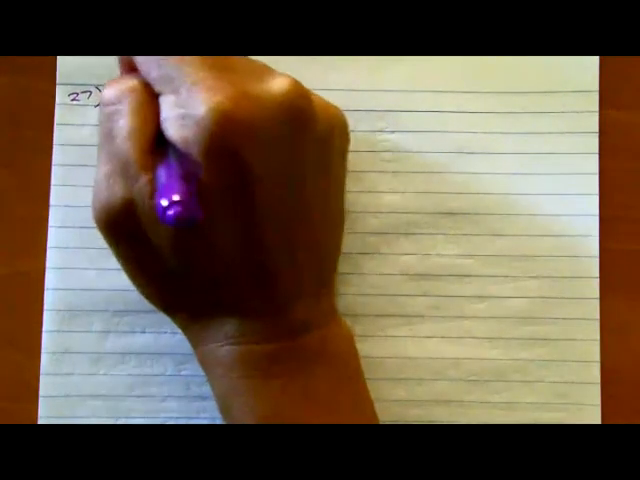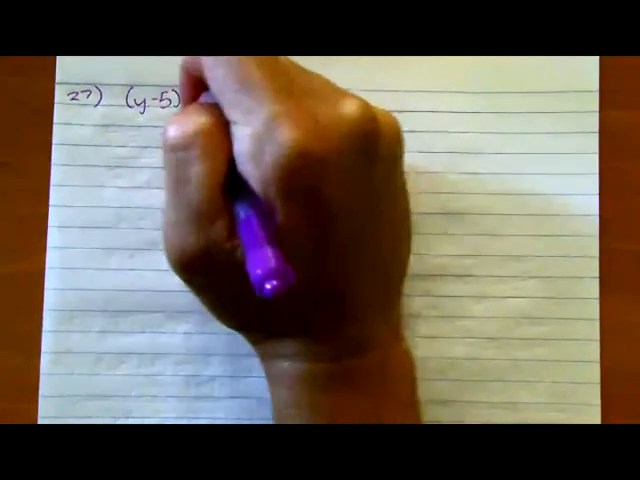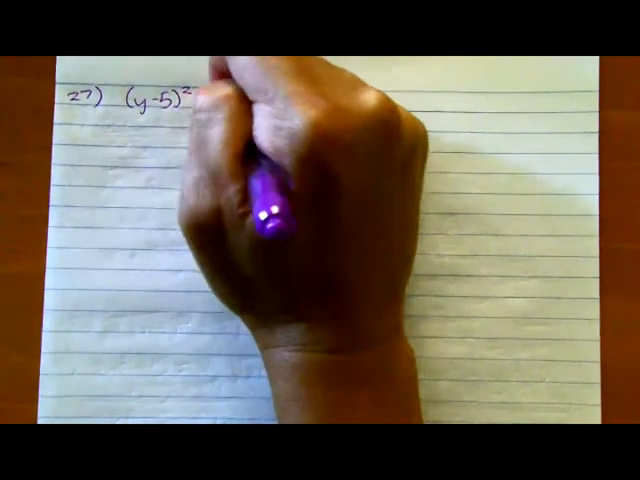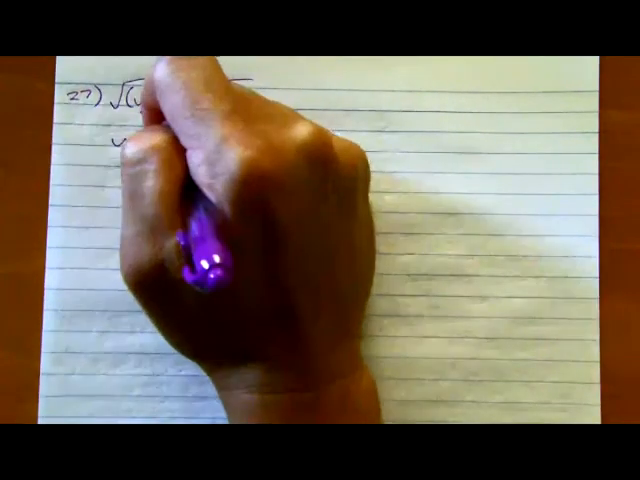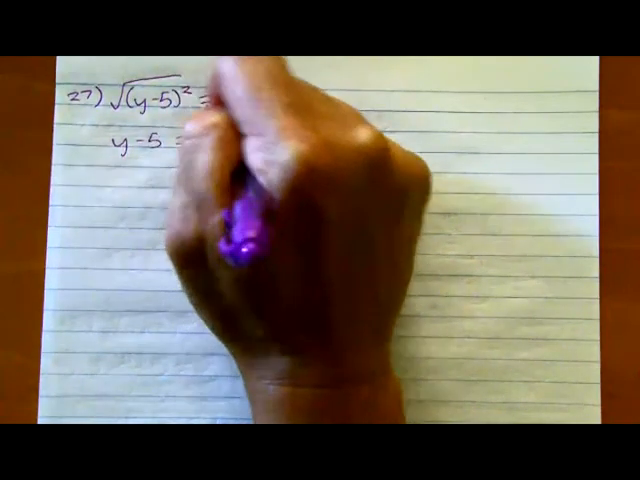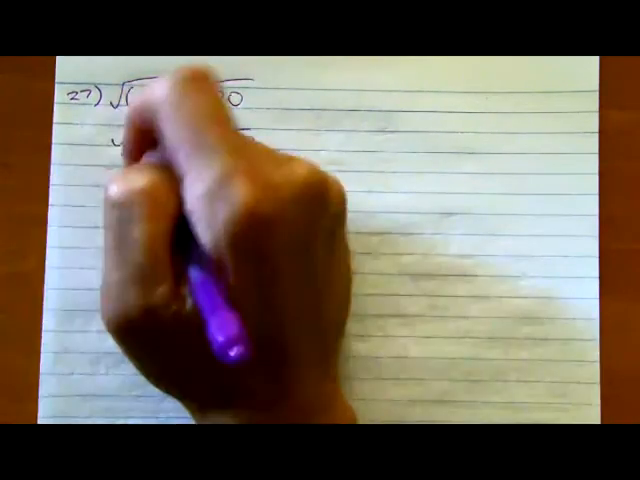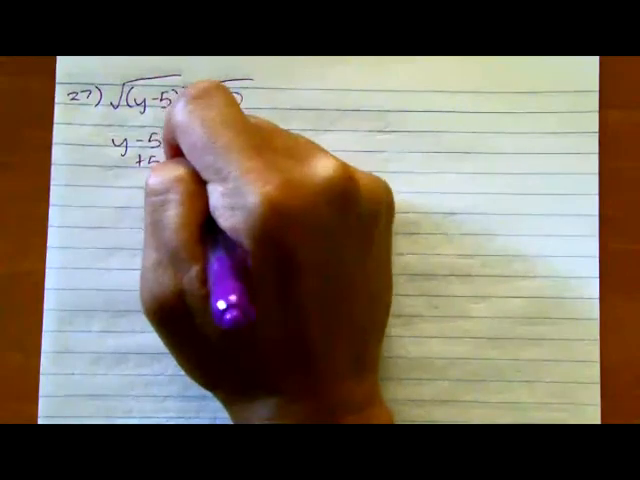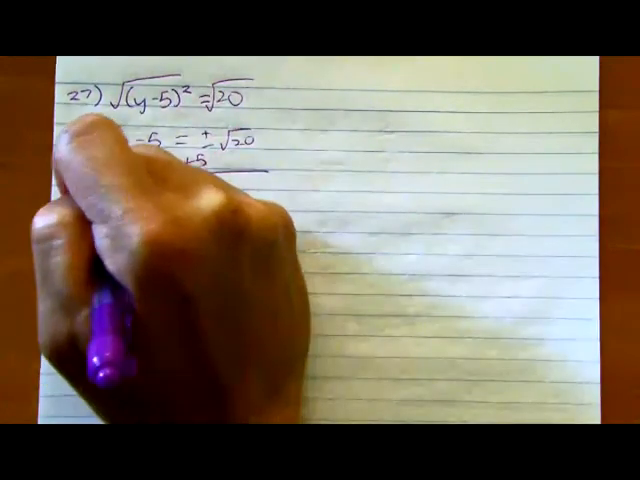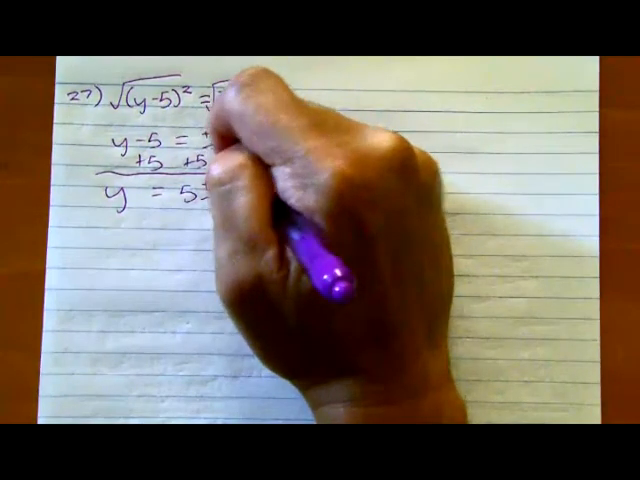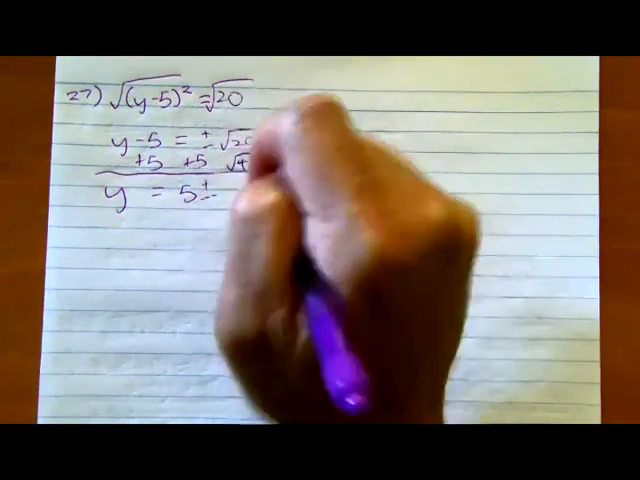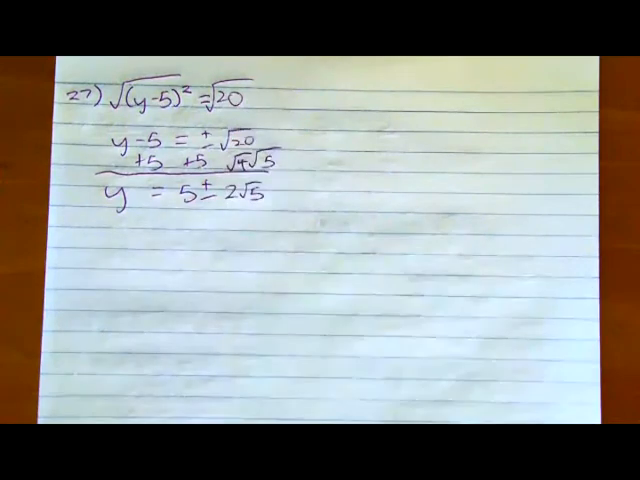Number 27 says y minus 5 squared is equal to 20. We'll square root both sides. Y minus 5 equals positive or negative square root of 20. We'll get the y by itself. Y equals 5 plus or minus, the 20 can be factored into 4 and 5. So 2 radical 5. Simpler radical.